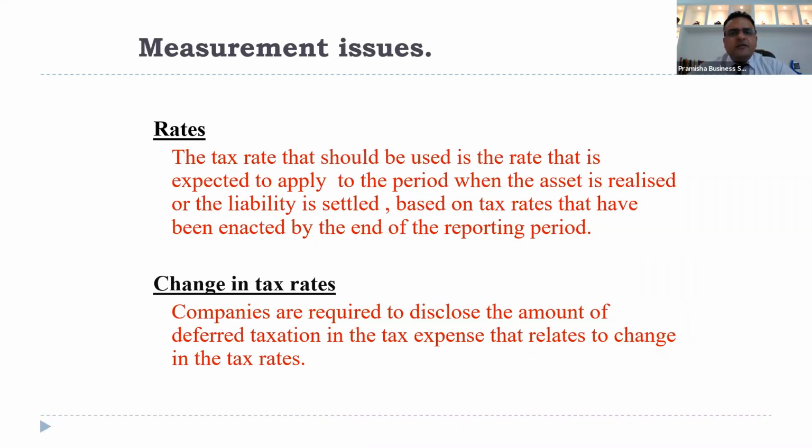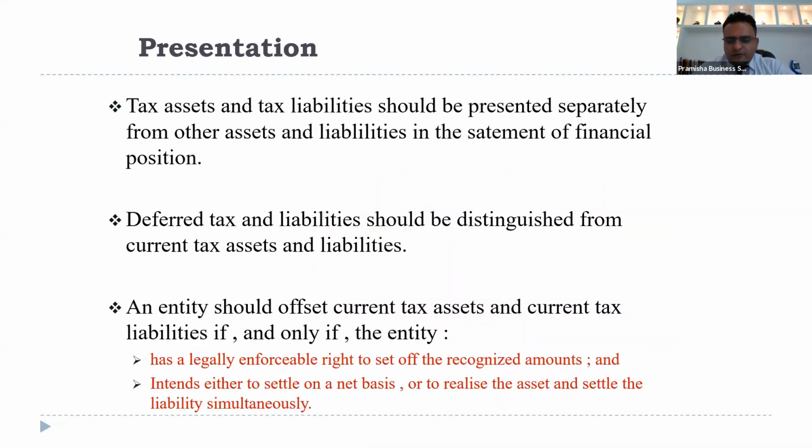So the rate will be the rate applicable by law. If there's any change in the future rate, you can use the future rate for calculating your deferred taxes. Companies are required to disclose the amount of deferred taxation in the tax expense that relates to change in tax rates. If there's any change, they need to compute the deferred taxes on the basis of the changed rate, because that will be their liability or recoverability of asset in future. Tax assets and tax liabilities should be presented separately from other assets and liabilities in the statement of financial position, distinguished from current assets and liabilities. They are non-current items, presented separately because they are going to be settled beyond 1 year.